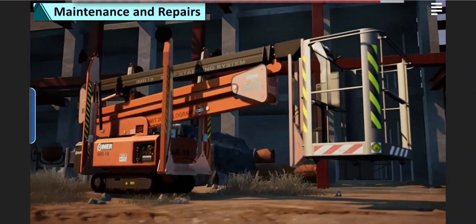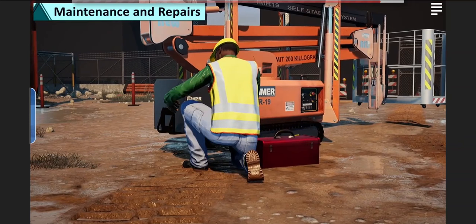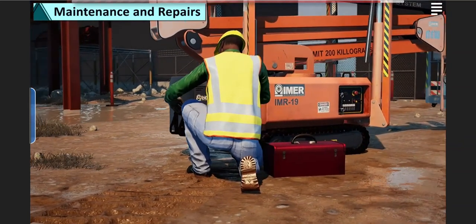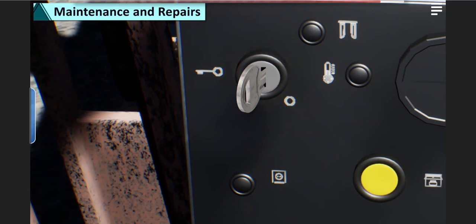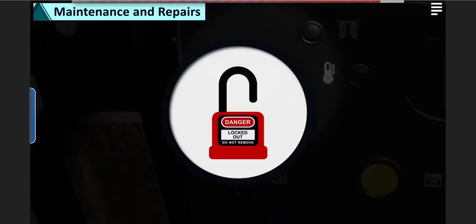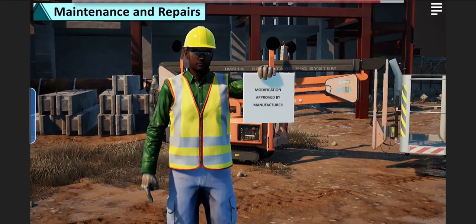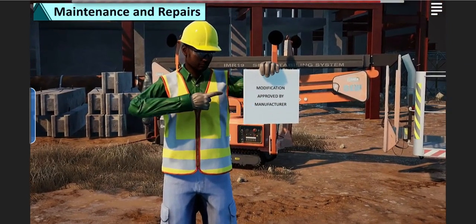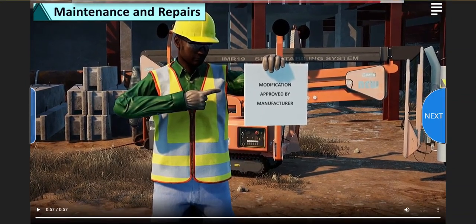If any problem or malfunction is discovered with the MEWP, it must be immediately removed from service until it can be corrected by a qualified repair person. All repairs must be done according to the manufacturer's instructions, using only approved parts or components. Before adjustments or repairs are performed, the MEWP must be properly powered off and locked out as required for that make and model. Modifications or additions to the MEWP should only be made with permission from the manufacturer or under the direction of a qualified engineer.